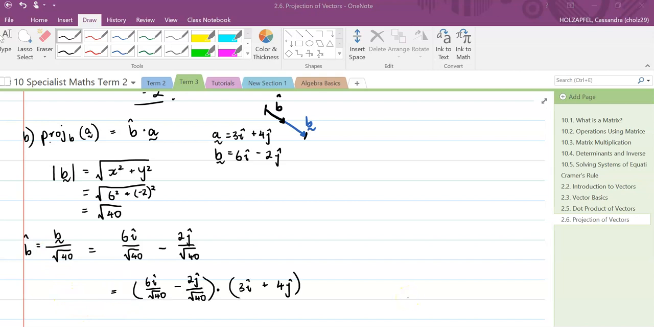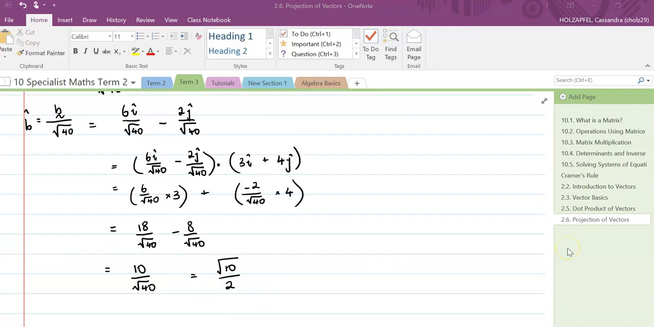And since this is in component form again, I'm going to multiply the two x components and then add that to the multiple of the two y components. So here we have our solution of root 10 over 2. And again, if we were thinking about this in terms of a particle, so I was pulling the particle using two different forces, this is how much effect that A would have in the direction of B. So in other words, this is how much pull the vector for A has in that B direction.